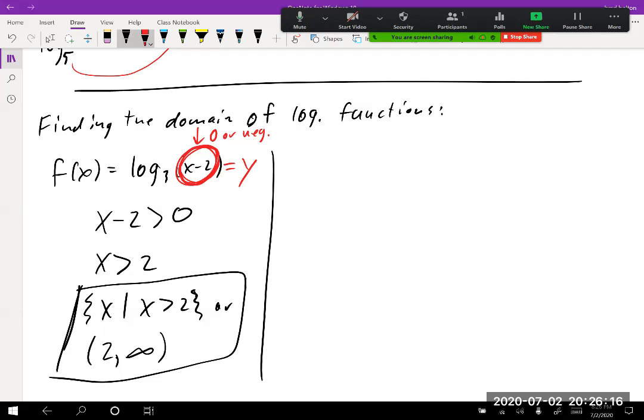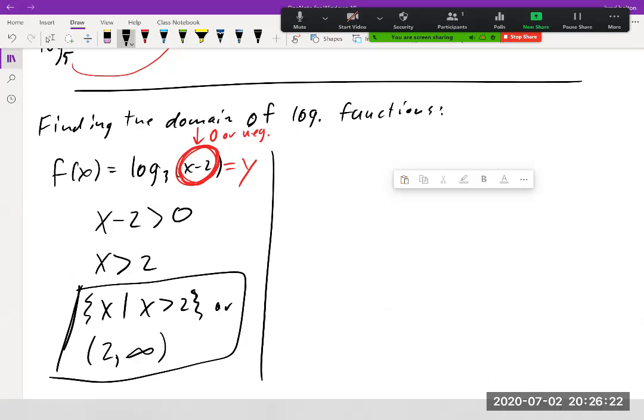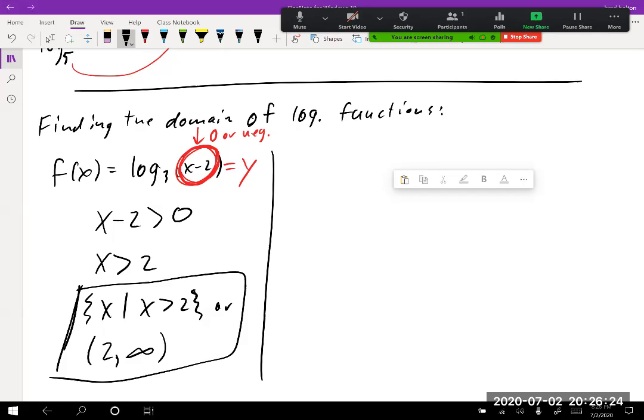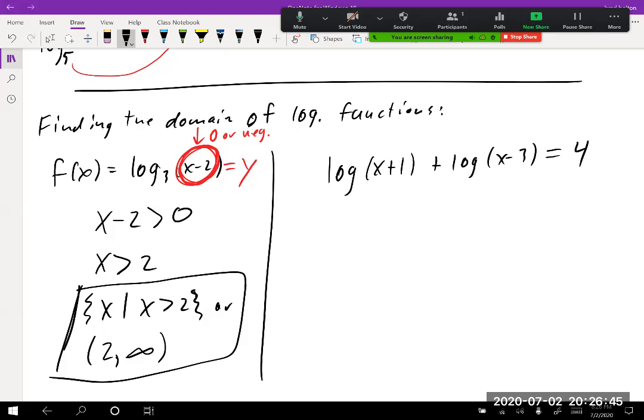So let's take a look at that again over here. Let's say that we have log of x plus 1 plus log of x minus 3 equals 4. Okay, so let's just make this one up.